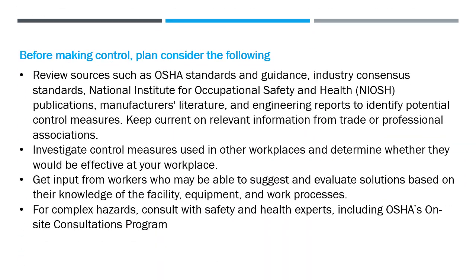Before making a control plan, consider the following. Review sources such as OSHA standards and guidance, industry consensus standards, National Institute for Occupational Safety and Health (NIOSH) publications, manufacturers' literature, and engineering reports to identify potential control measures. Keep current on relevant information from trade or professional associations. Investigate control measures used in other workplaces and determine whether they would be effective at your workplace.